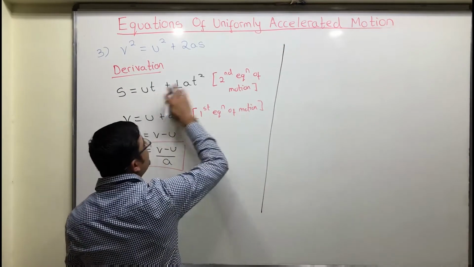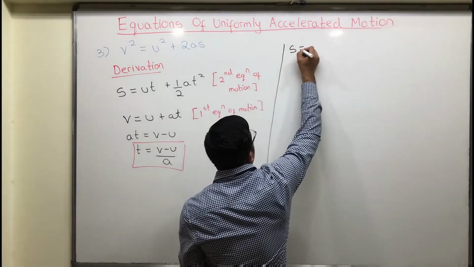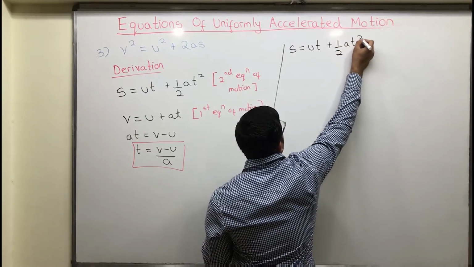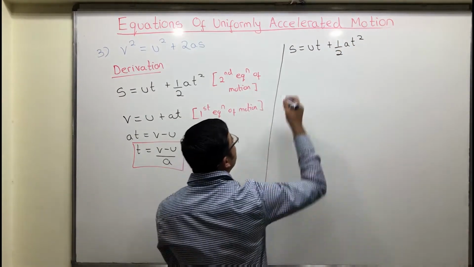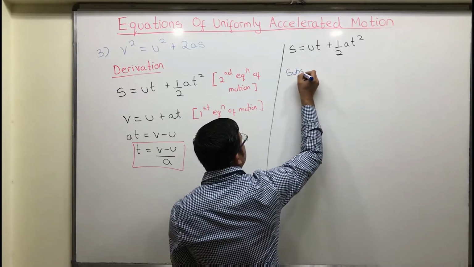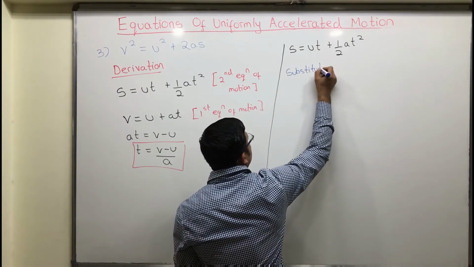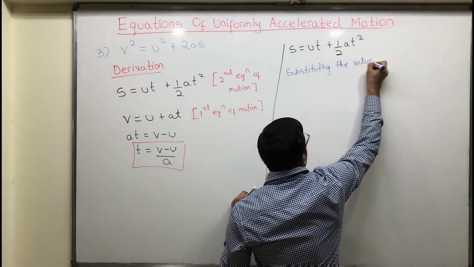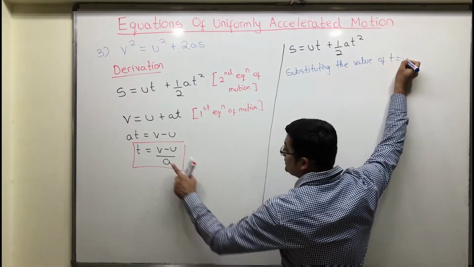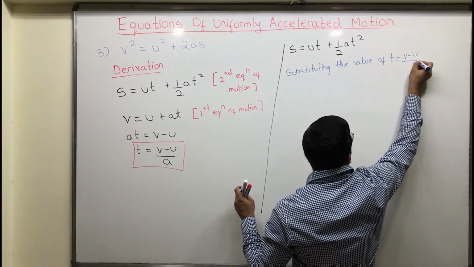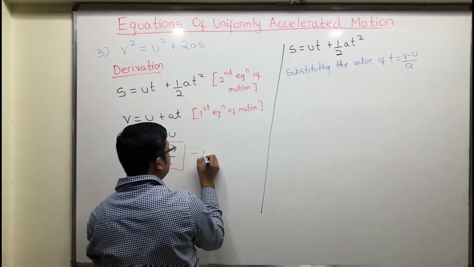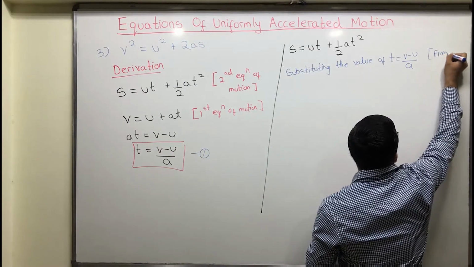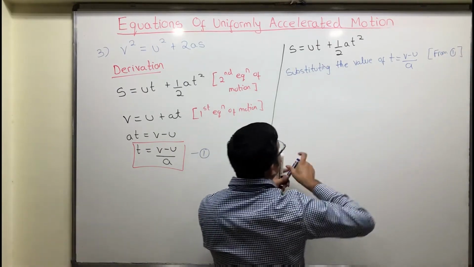So I'll rewrite this over here. We have s is equal to ut plus half at square. Then I'll write down over here, substituting the value of t as v minus u by a. And you can just label this as 1 and mention over here from 1. So let's do the substitution.